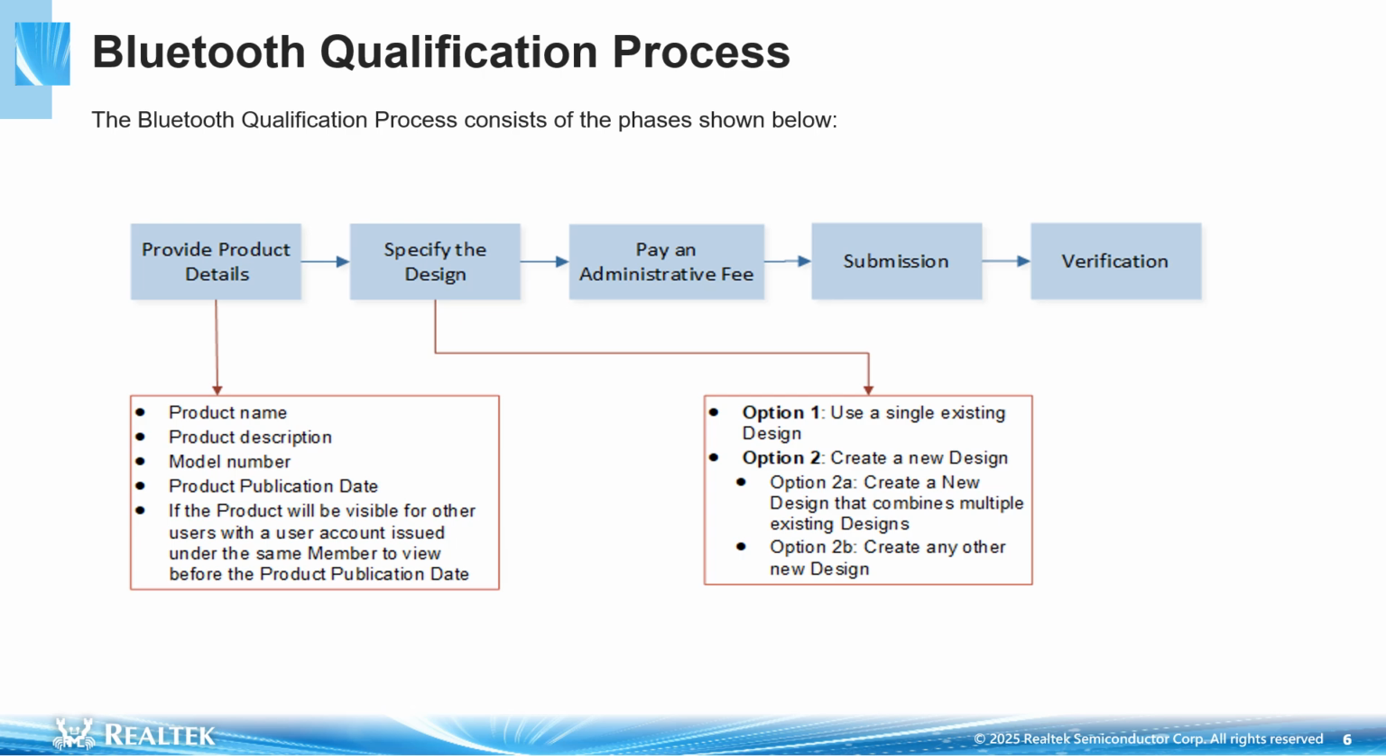4. Submission. Members use the Bluetooth SIG online tool to upload and submit the required documentation and to sign required declarations and attestations. The declarations and attestations include those regarding accuracy and completeness of information, authority to bind the member, and agreement to and compliance with policies of and agreements with the Bluetooth SIG. 5. Verification. The Bluetooth SIG will review the submitted materials.